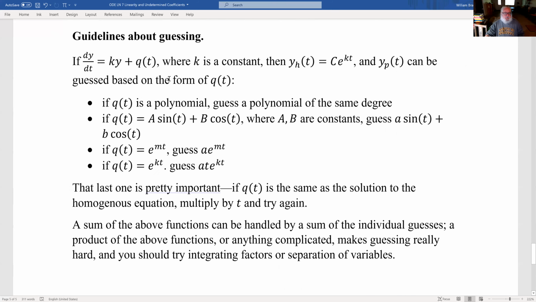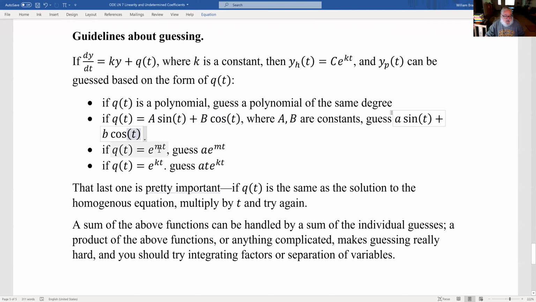So guidelines about guessing. If this is our first order linear differential equation, where k is a constant, then y sub h of t, our homogeneous solution, is some constant times e to the kt. I shouldn't have used k there, but that's okay. And y sub p of t can be guessed based on the form of this. So you guess the particular solution. If it's a polynomial, guess a polynomial of the same degree, and make sure you include all the powers below it. If it's a sine t plus b cosine t, guess a sine t plus b cosine t.